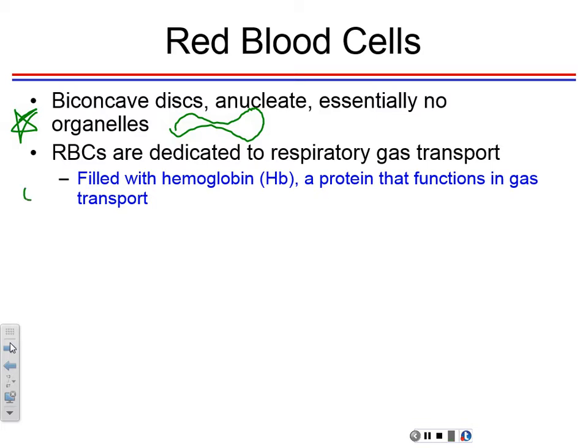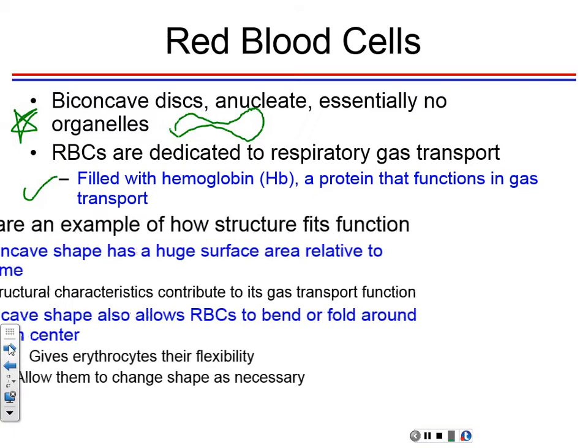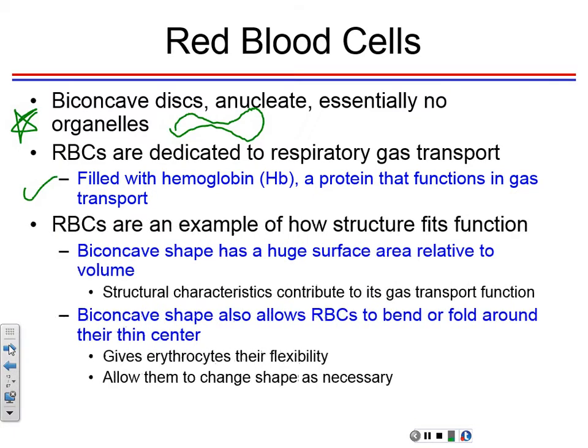Red blood cells are dedicated to respiratory gas transport. Hemoglobin will attach to carbon dioxide on the amino acid, so it forms carbaminohemoglobin, and oxygen will attach to the heme group to form oxyhemoglobin. So it functions in gas transport, both carbon dioxide and oxygen.